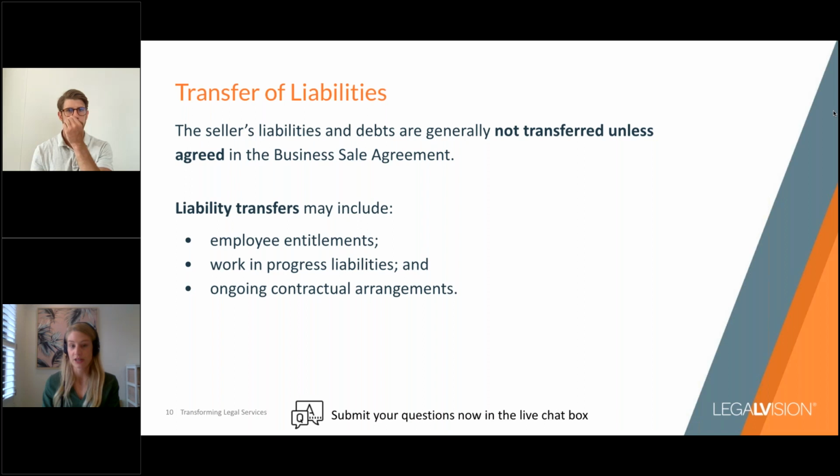So as well as assets, businesses will have liabilities. So these are things like if there's a lease, the obligation to continue paying the rent. If there's a contract that's only been partly performed, then the obligation to carry on performing that contract. So again, in the same way as the assets, generally, you can't just assume that you're getting them. They're not transferred until it's been agreed.